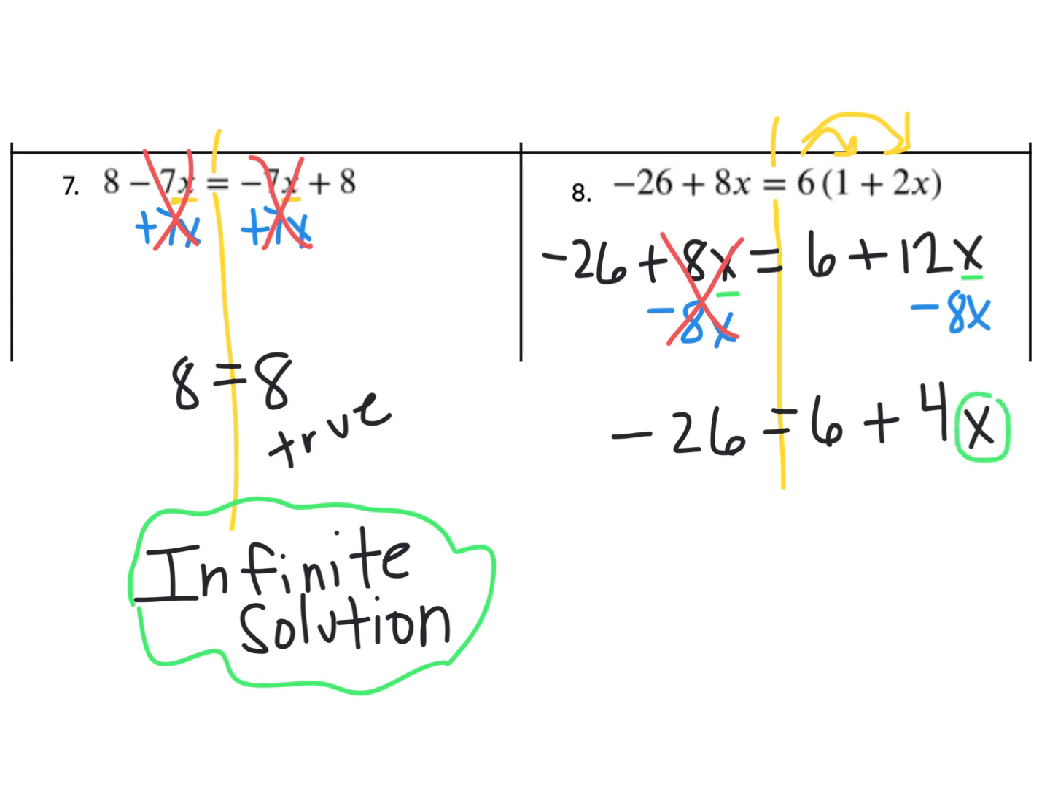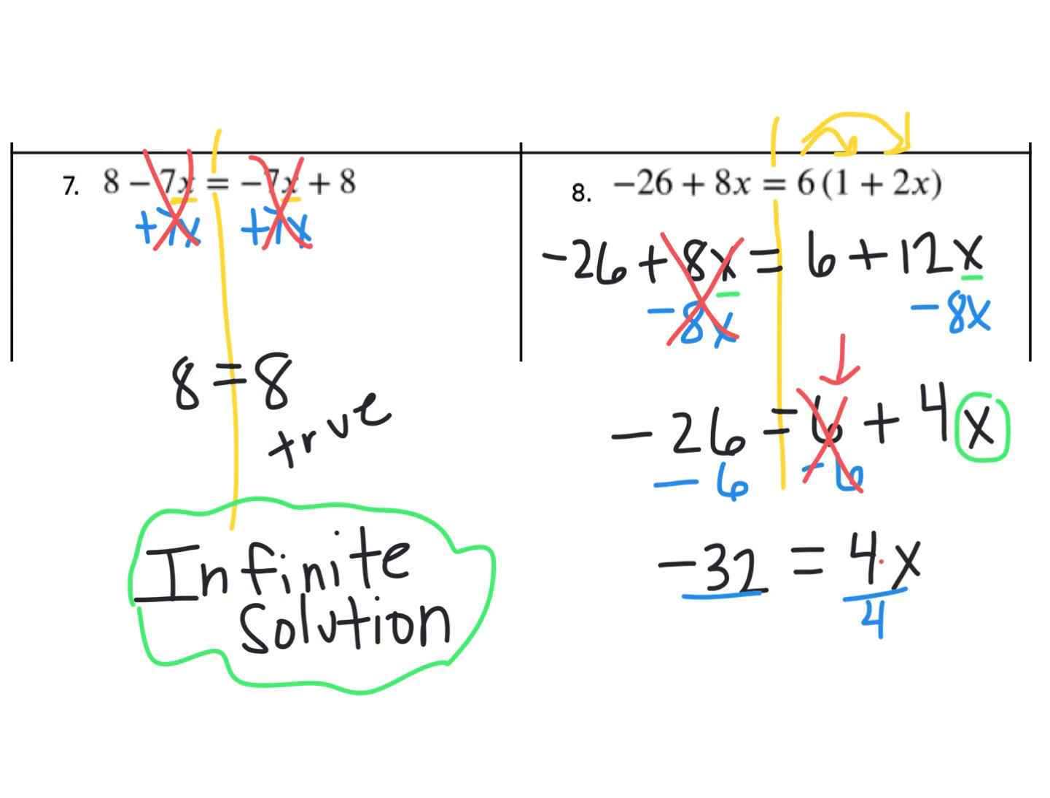Here's our variable. So we have to get rid of this 6 next. Since it's a positive 6, to get it to cancel out, I minus 6 on both sides. That is gone. Careful with your integers here. Negative 26 minus 6 is a negative 32 equals 4x. 4 times x. So this is saying 4 times what is negative 32?